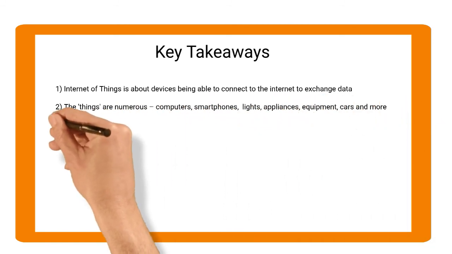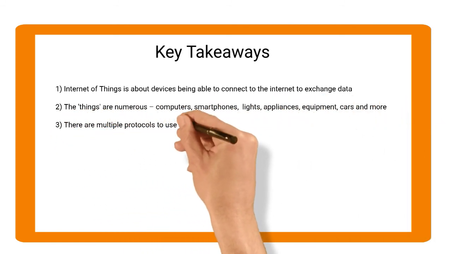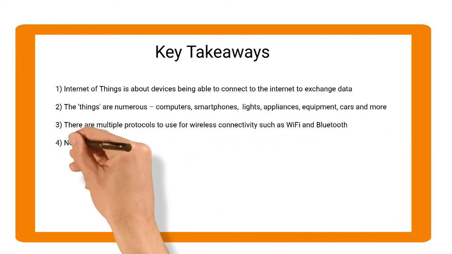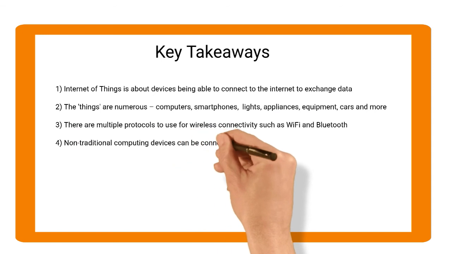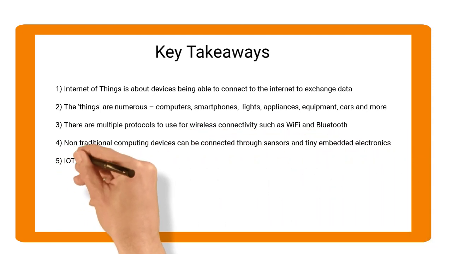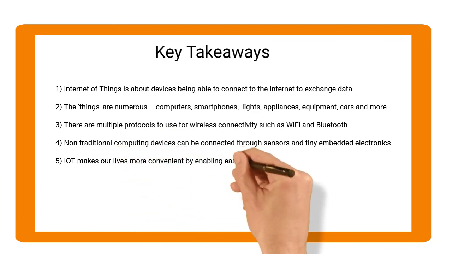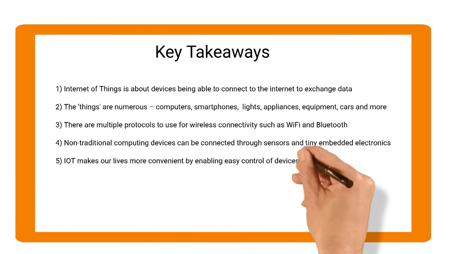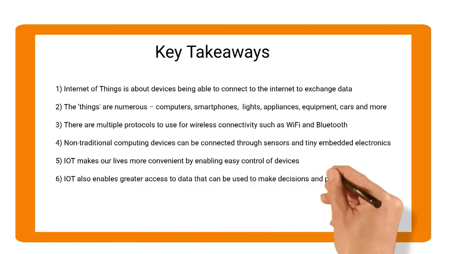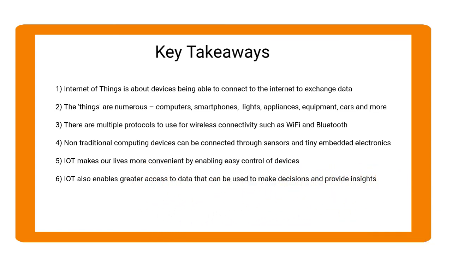There are multiple protocols to use for wireless connectivity, such as Wi-Fi and Bluetooth. Non-traditional computing devices can be connected through sensors and tiny embedded electronics. IoT makes our lives more convenient by enabling easy control of devices. IoT also enables greater access to data that can be used to make decisions and provide insights. Next, we'll get under the cover a bit to understand some of the key technologies behind the Internet of Things.